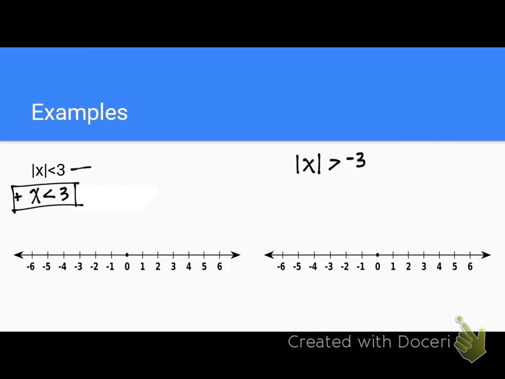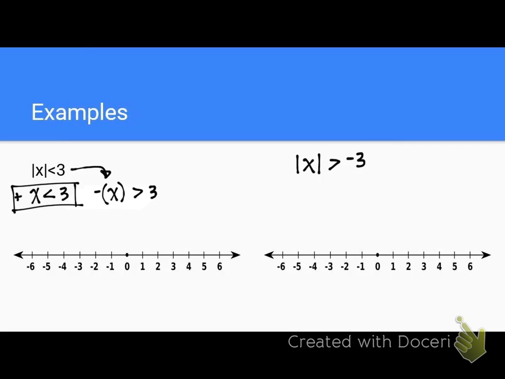Then we have to be very careful when we write the second equation. We take what's inside the absolute value, which is just x in this case, and we're going to make whatever's inside that absolute value a negative. And then we have to switch our inequality sign. In this case, it's less than. We have to make it greater than.